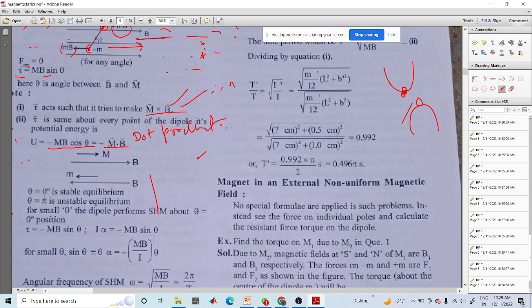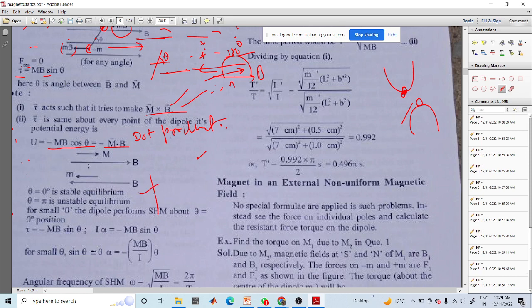So a similar case is here. If theta is 0, on the screen you can see this dipole. So the dipole is at angle theta, but theta is 0, this dipole will be something like this. So that is called a stable equilibrium. If theta is pi, it means the magnetic moment is in this direction and B is in that direction. So in this case it will be 180 degrees. So in the case of 180 degrees, what will happen? It is unstable equilibrium, right? We have to keep this in mind.